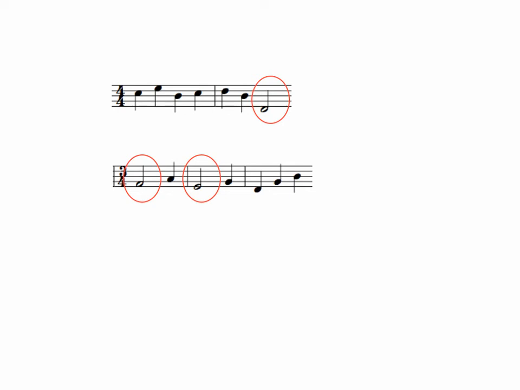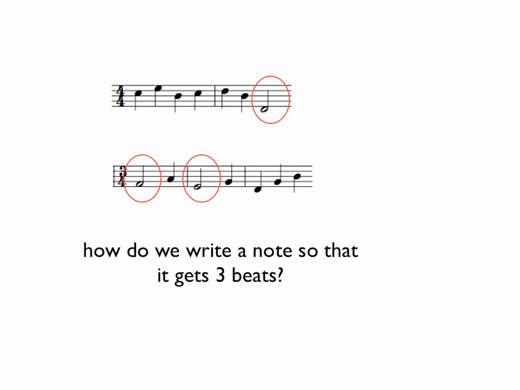We've seen how to count quarter notes and half notes and some eighth notes. The half notes that I've circled here each get 2 beats. What do we write if we want a note that lasts 3 beats? We haven't covered that yet, have we? There are a couple of options.